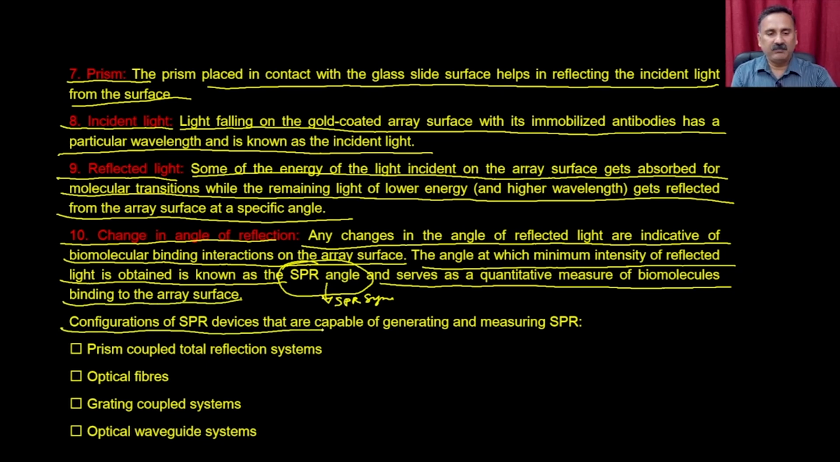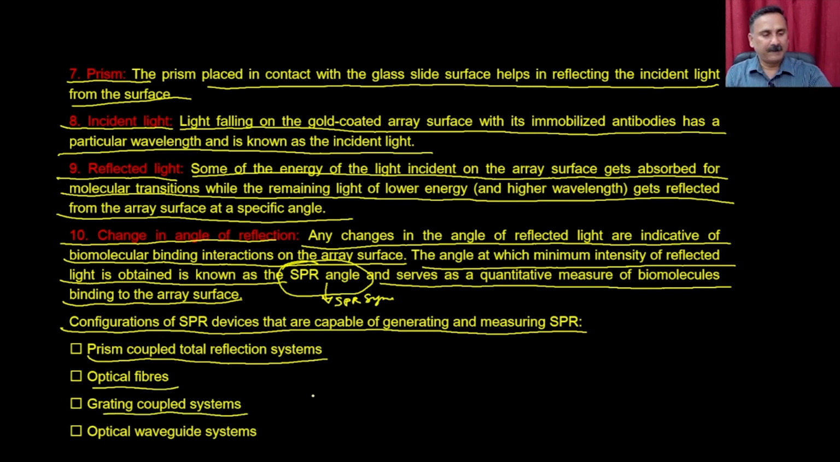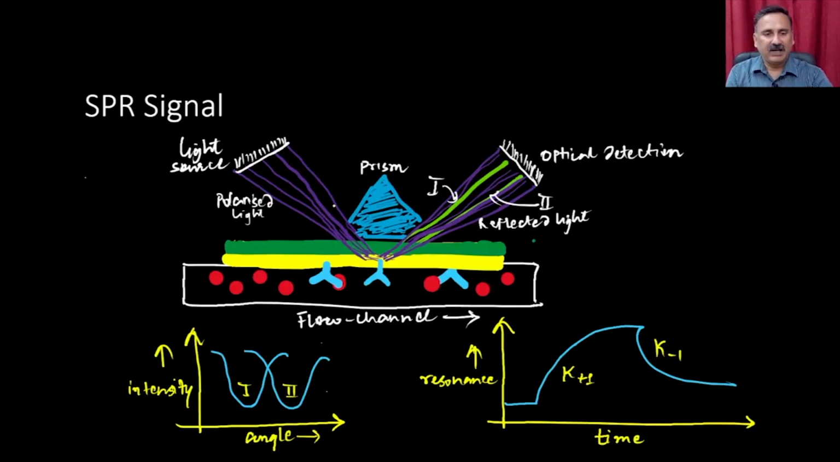The configurations of the SPR devices that are capable of generating and measuring the SPR are the prism-coupled total reflection, optical fibers, grating-coupled system, and the optical wavelength systems. And this is what I have explained already, how the SPR signal is actually going to be measured, right? So you are going to see a deflection in this direction when there is association, and a movement in this direction when there is dissociation. This is the association kinetics, and this is the dissociation kinetics.